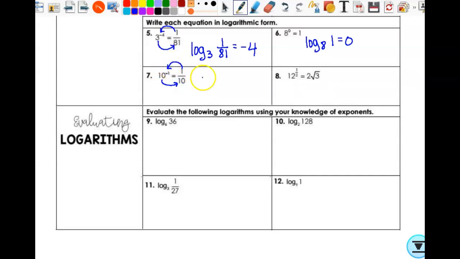Okay, here, I'm going to go around in a circle again. So log base 10, I don't write the 10, it's just log. Log of 1/10 equals -1. And then here I'd have log base 12 of 2 square roots of 3 equals 1/2. What's another way to write 12 to the 1/2 power? Square root of 12, and the square root of 12 is 2 square roots of 3. That's why this works. Okay, we understand the formatting there? On those we weren't solving for anything, we were just writing them down. Now we're going to actually evaluate some things.